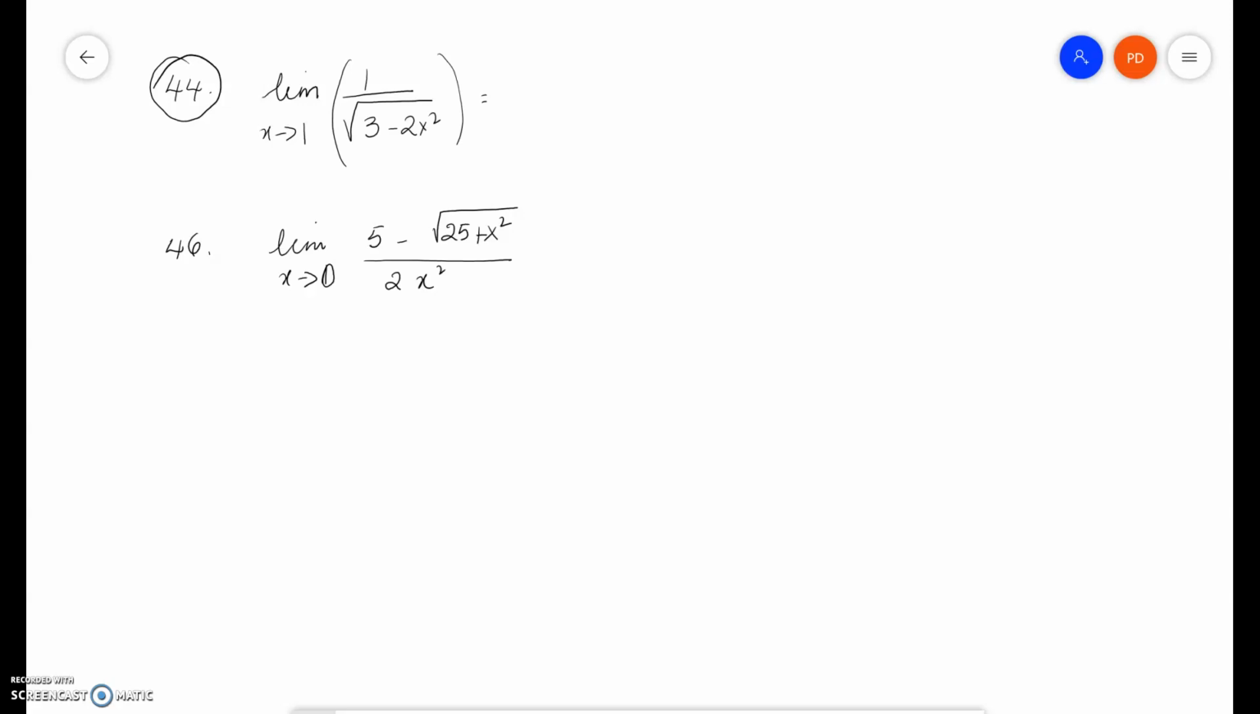So let's just plug in the number: 1 over radical 3 minus 2 times 1 squared. When we plug it in, we get 1 over square root of 3 minus 2, which is equal to 1 over radical 1, which is 1. So this tells us that the function is continuous at x equals 1, and the limit is equal to the value of the function. So that's our limit. If substitution works, then that's where the problem ends. So we find the limit by substitution.